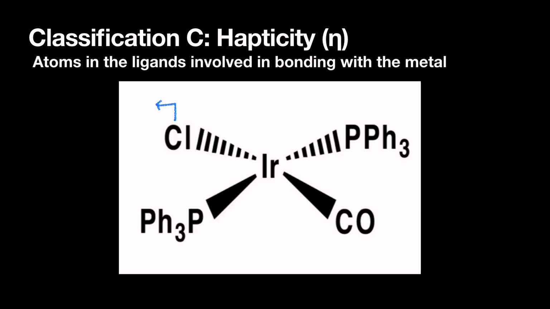Moving on to hapticity, it tells how many atoms of each ligand are attached to the metal. Carbonyl is through the carbon atom, so eta 1. Triphenylphosphine is through phosphorus, so eta 1. Chloride is through chlorine, so eta 1. Since all 4 ligands are eta 1, this categorizes all ligands as eta 1 monodentate ligands. And the complex is square planar coordination.